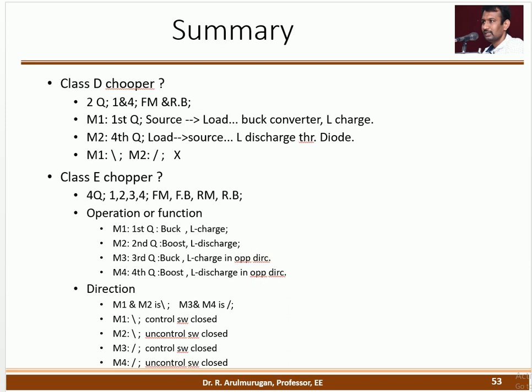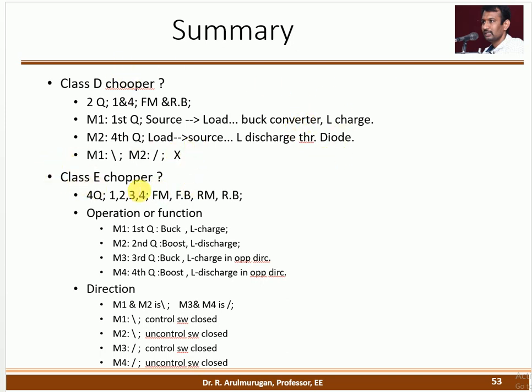It's a 2 quadrant chopper. What are the quadrants? 1 and 4. Forward motoring, reverse braking. So for mode 1 condition, forward motoring, source to the load. It's a buck converter operation, so inductance is charging. Mode 2 condition, 4th quadrant, it is the reverse braking, load to the source. Inductance discharges through the diode. With the help of the diode, it is a discharge. So left slash, right slash, so totally an X model, it will work.